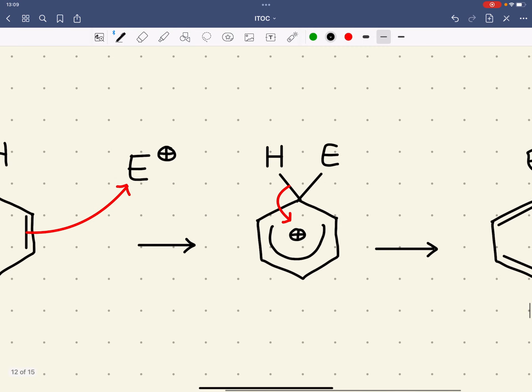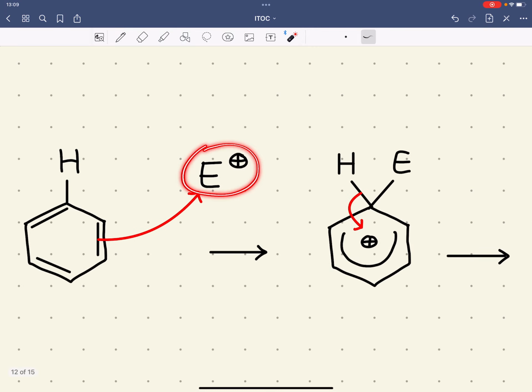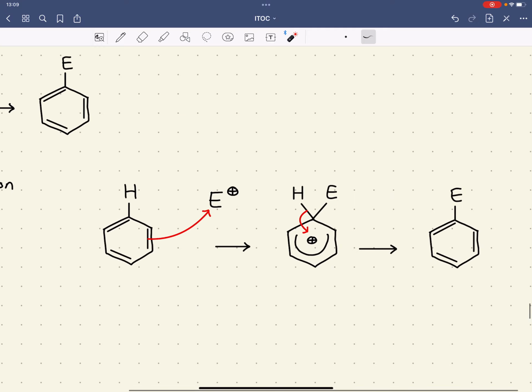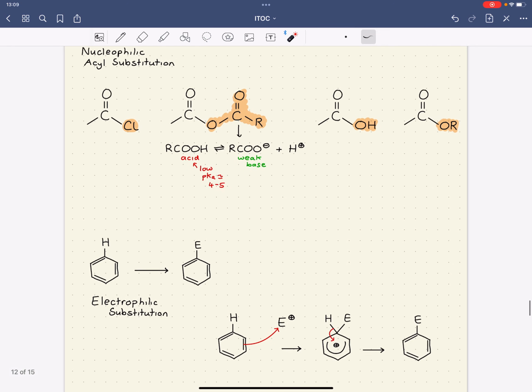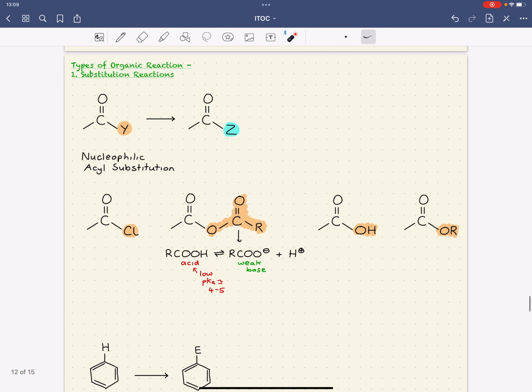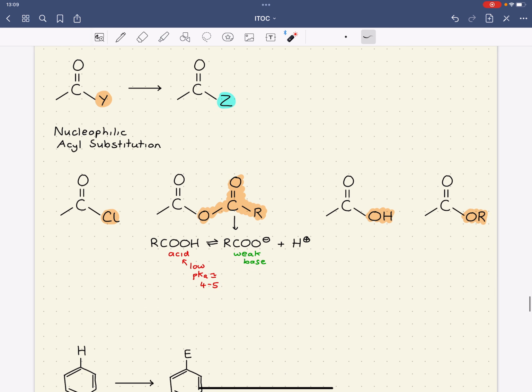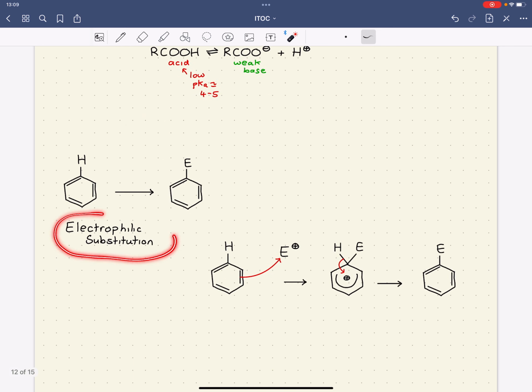And this E here could be a variety of different things, like an NO2 plus ion, what we call an acylium ion, or an alkyl ion like an ethyl cation. So that's an electrophilic substitution. That covers the different types of substitution reactions you may come across. We've looked, in the first video, at nucleophilic substitution and free radical substitution. We've now looked at nucleophilic acyl substitution, and we've looked at electrophilic substitution.